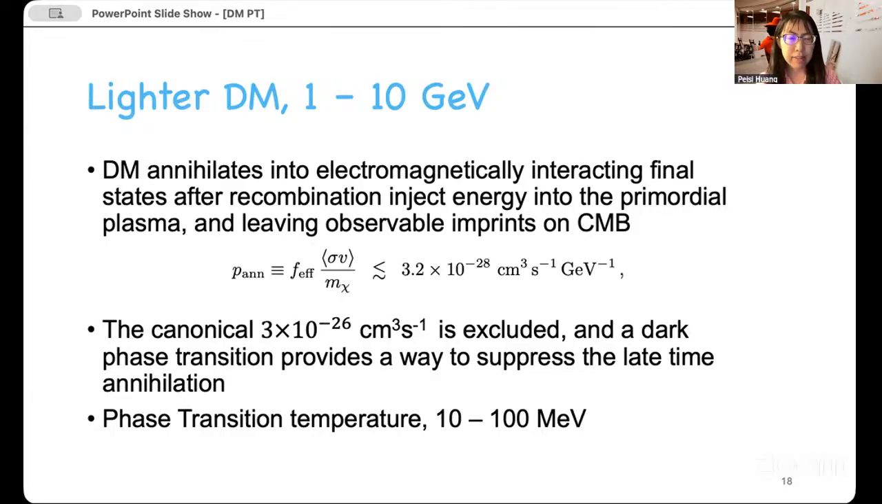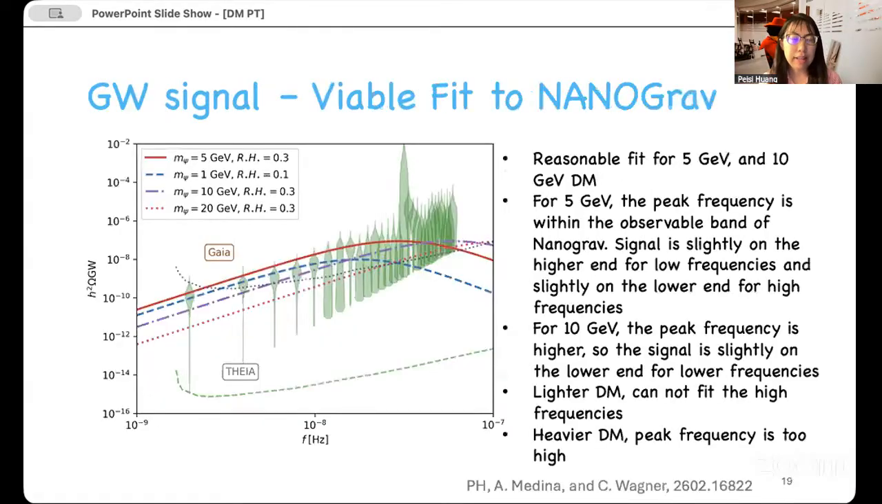And here we provide another way to suppress the late time annihilation through a dark phase transition. In our setup, we set the phase transition temperature to be the mass divided by 100. So for 1 to 10 GeV dark matter, we expect the phase transition temperature to be between 10 and 100 MeV. That is interesting in another sense because it provides a viable fit to NANOGrav.